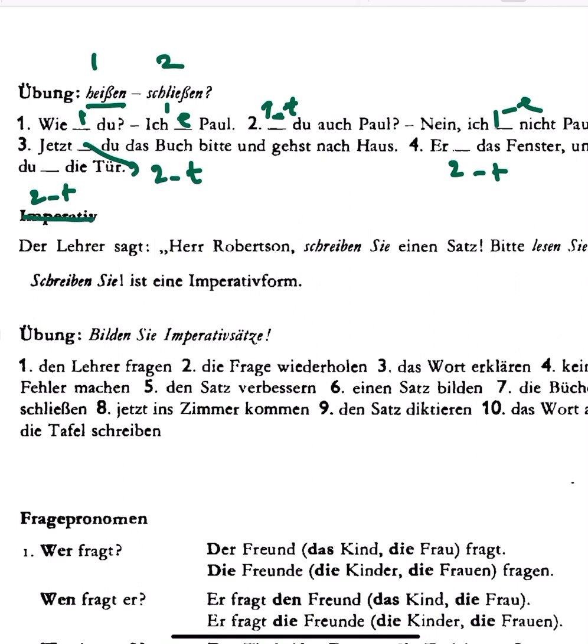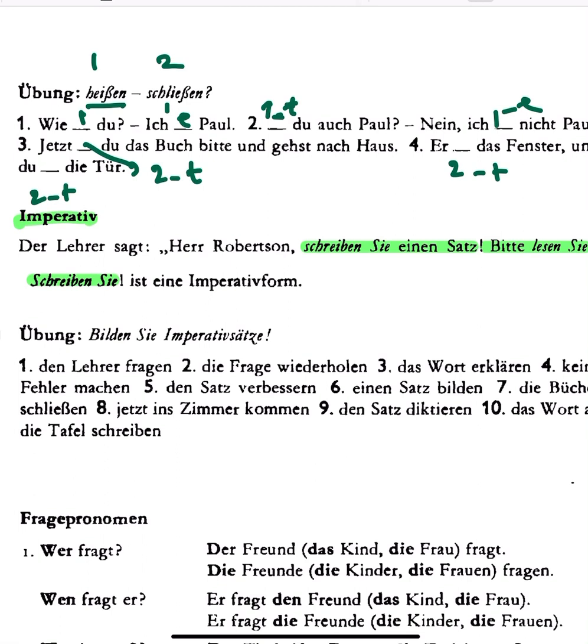Imperative. We can also say imperative form. For example, when we ask a person to do something for us, it is the imperative form. For example, der Lehrer sagt, Herr Robertson, schreiben Sie einen Satz. Write a sentence. Bitte lesen Sie. Please read. Schreiben Sie. Write is an imperative form. It's when we ask a person to do something. And in the Übung, we want to make an imperative form.